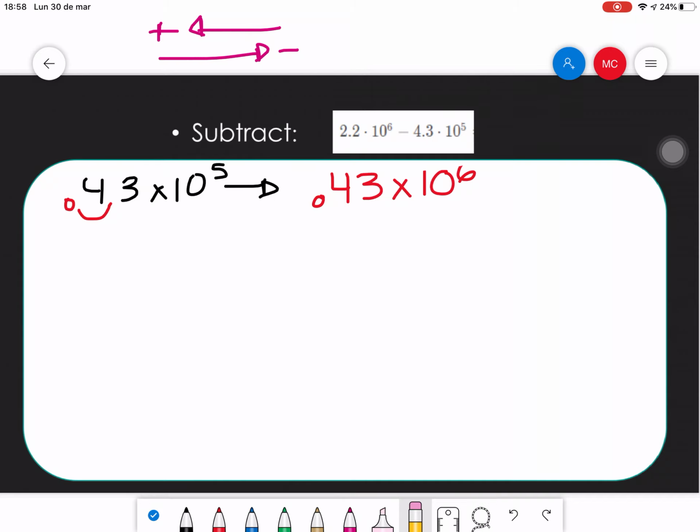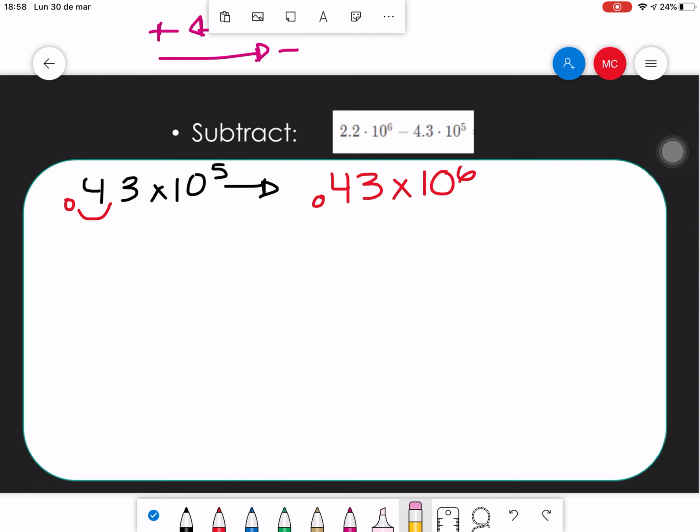Entonces, mi número era 4.3 por 10 a la 5. ¿Cuántos números de diferencia hay entre 6 y 5? Un solo número de diferencia. Eso quiere decir que voy a mover el punto una sola vez. Tú vas a mover el punto dependiendo de cuántos números haya diferencia entre los exponentes. Como aquí nada más hay uno, quiere decir que yo nada más voy a mover el punto una vez. ¿Hacia qué lado? Hacia la izquierda.